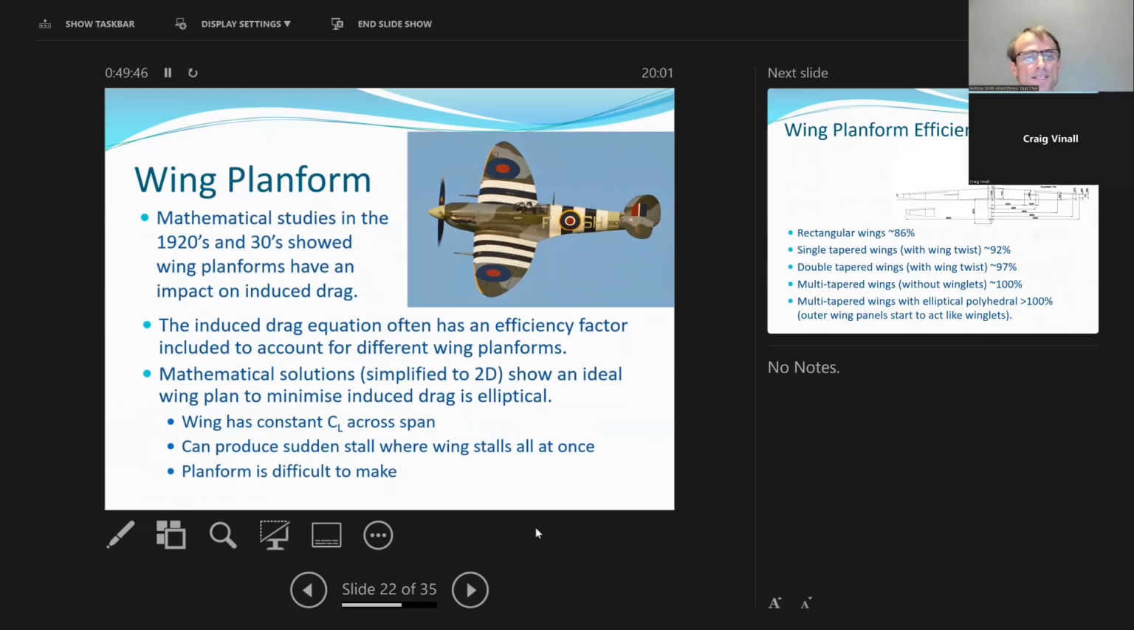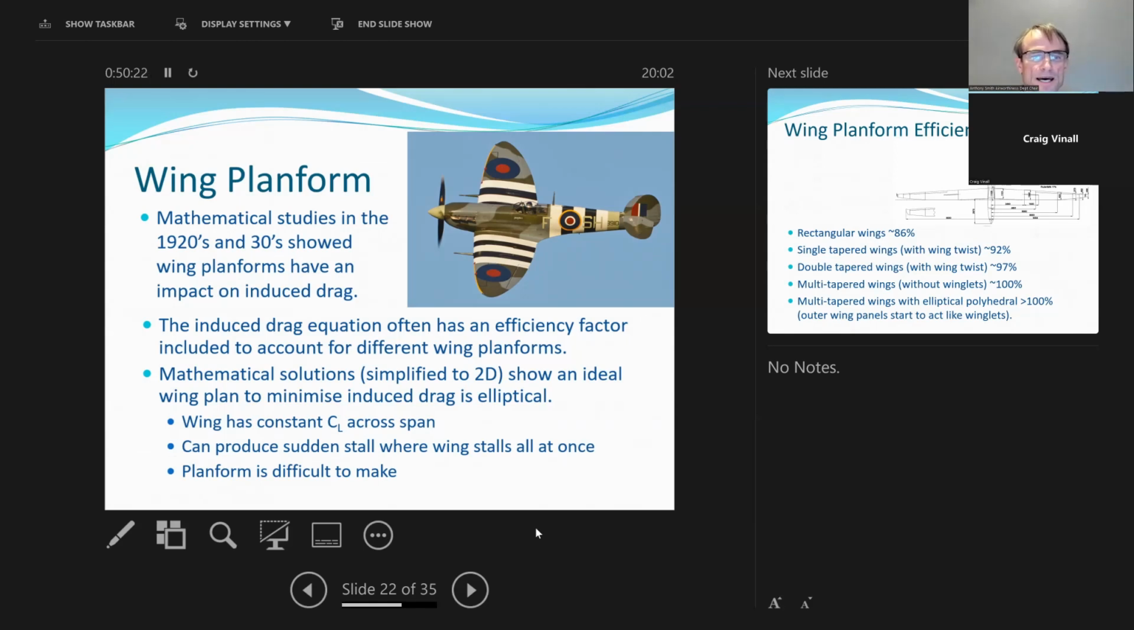Back in the 1920s and 1930s, there were a lot of mathematical studies going on about how wings produce lift, producing a mathematical theory of how wings work. And they didn't have computers back in those days. They had rooms full of people doing hand calculations, a very manual process. And they worked out, through a number of approximations and simplifications, that the wing plan form has quite an impact on your induced drag.